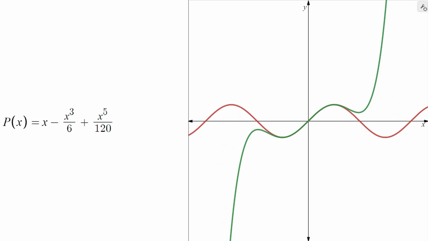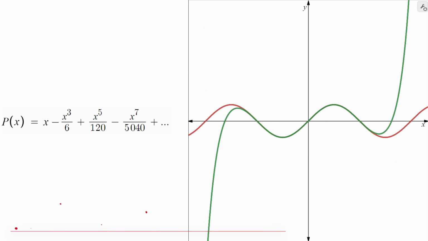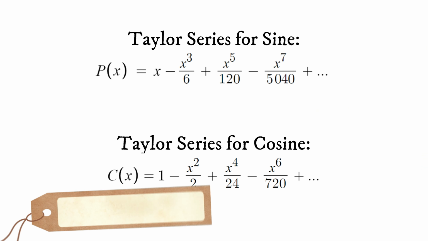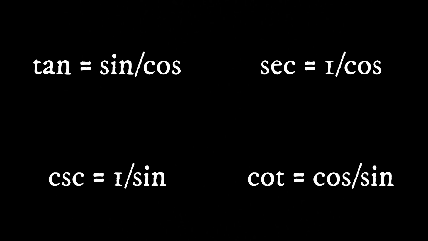We get this series for p of x, which starts to bear striking resemblance to sine x. This polynomial is known as a Taylor series, and they reach impressive accuracy. We can find the Taylor series of cosine using the same method, and since the other trig ratios can all be expressed in terms of sine and cosine, we don't need to do those. We did it! Taylor series can be used to calculate trig functions completely manually.